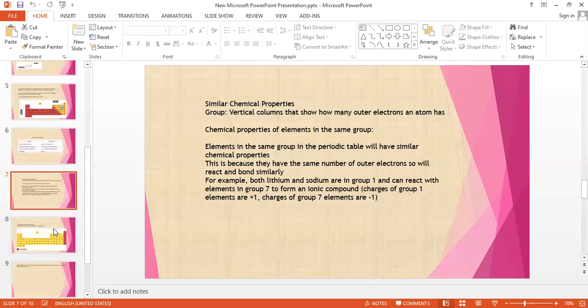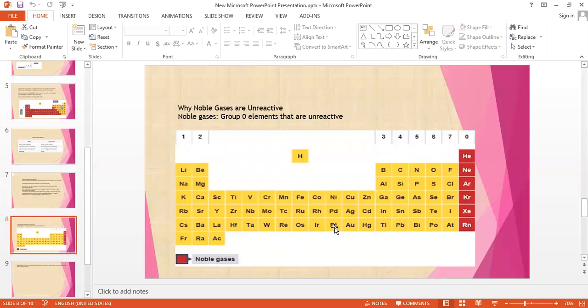All right, next point. Here we have the noble gases, group 0 elements that are unreactive. Noble gases: helium, neon, argon, krypton, xenon, radon. Helium is 2, neon is 10, argon 18, krypton 36, xenon 54, radon has 86. Number of electrons of the outer shell.